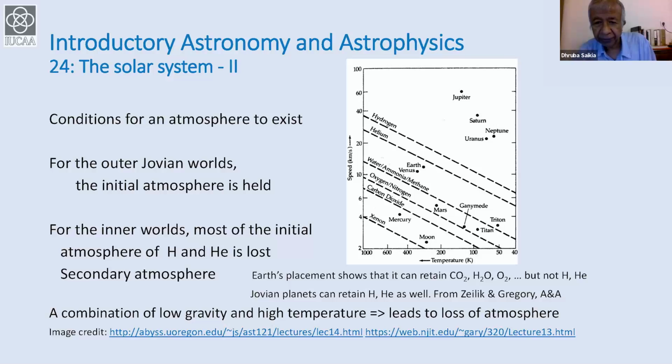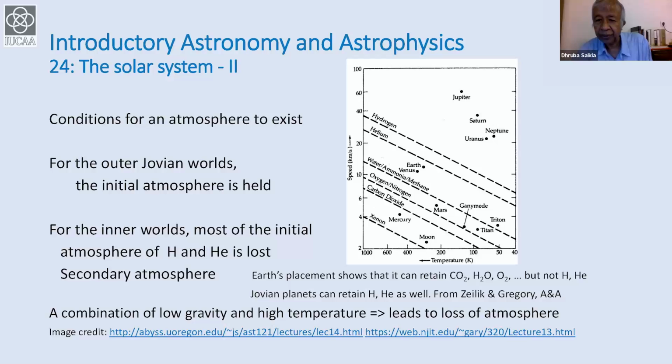Now here, what is given is the location of the different bodies over here, planets as well as moons. And this is the surface temperature. This is the escape velocity. And for different species, hydrogen, helium, water, oxygen, you can see at what temperature that would be, what would be the escape velocity. Right? Now you can see that everything is below, for example, Jupiter, Saturn, Uranus, and Neptune. So nothing is escaping from it.